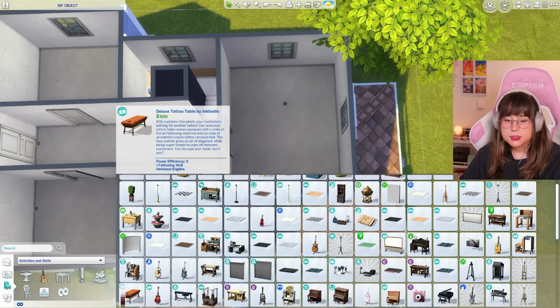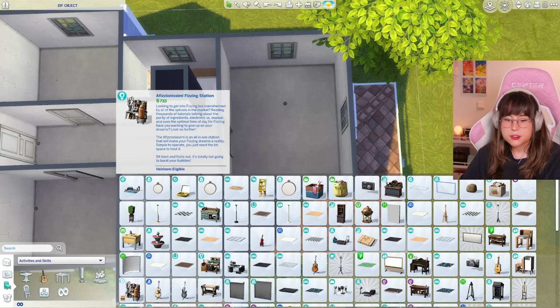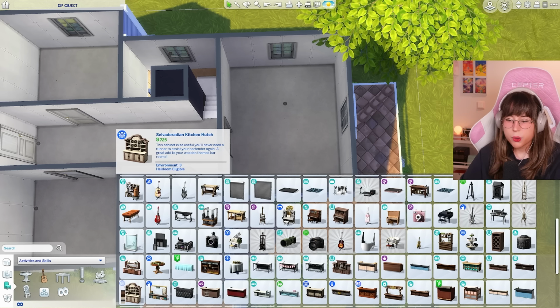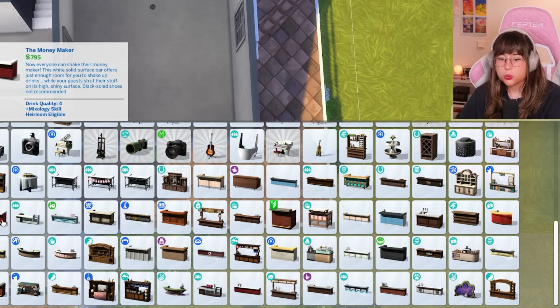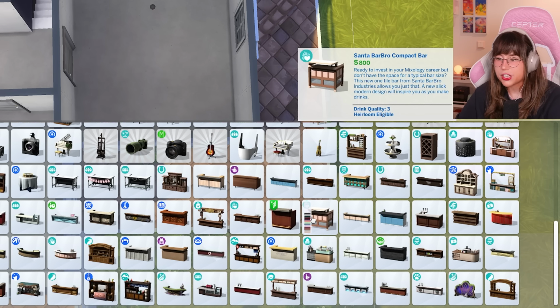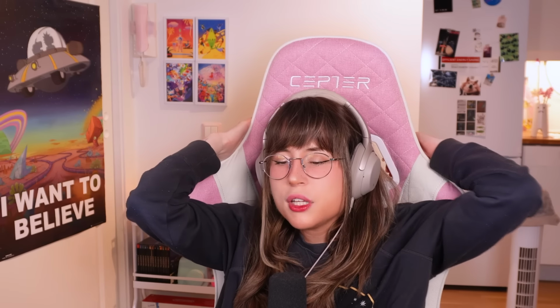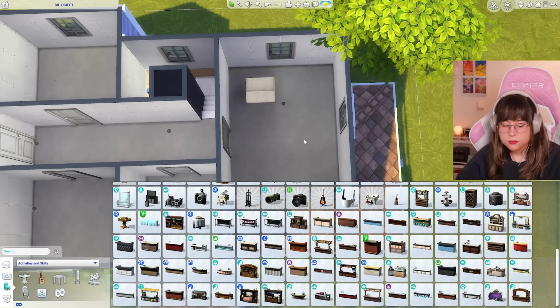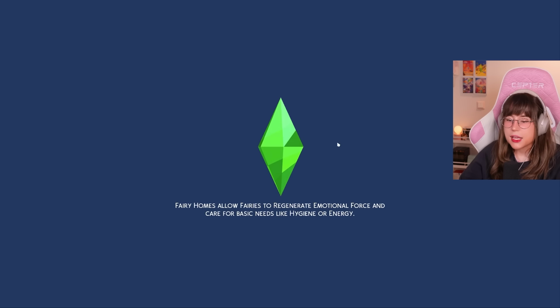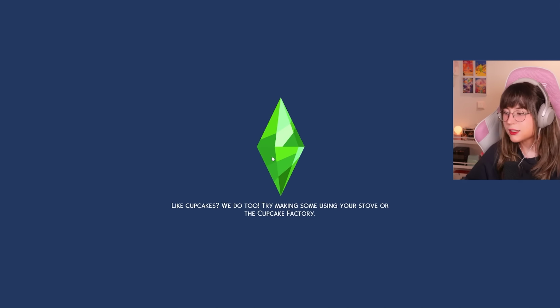1, 2, 3, 4, 5, 6, 7, 8, 9, 10, Joanne. All right, we're on line 21, people. And then item number 11. 1, 2, 3, 4, 5, 6, 7, 8, 9, 10, 11. Santa Barbara compact bar. Why couldn't I have gotten that for the living room? What am I? And I went out of the game. Right. I did that out of pure desperation, I feel like.